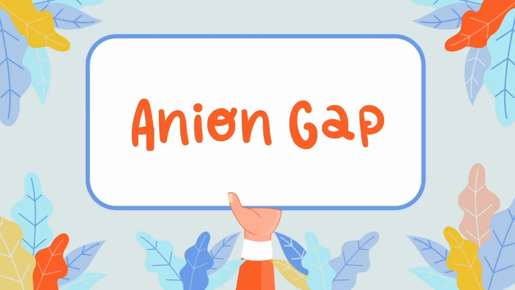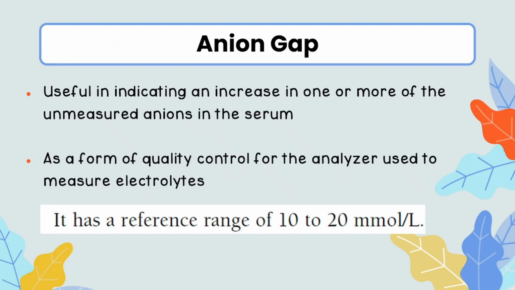Okay, so that is all of your other electrolytes, kids. Then again, let me emphasize this one with regards to your anion gap. This will be the last portion of our discussion here in lesson 7, all about your anion gap. Now, anion gap, kids, is useful in indicating an increase in one or more of the unmeasured anions in the serum, and as a form of quality control for the analyzer used to measure electrolytes.